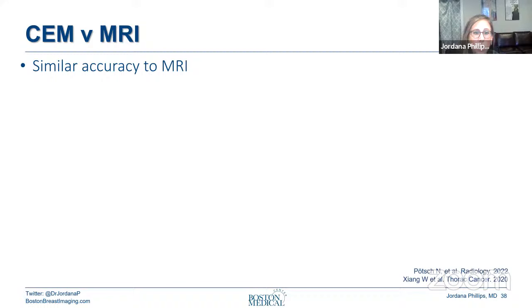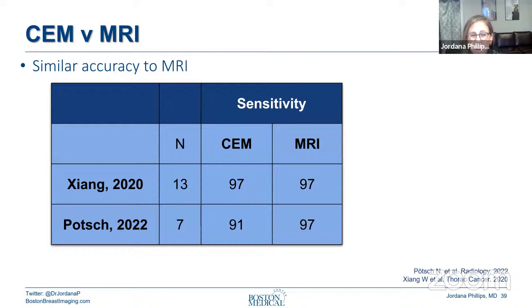Well, the studies have shown a similar accuracy of contrast mammo to MR. What this means really is that accuracy is a measure of how well it finds cancer and how well it doesn't find non-cancer. So let's look at that. Sensitivity is the ability to find cancer.